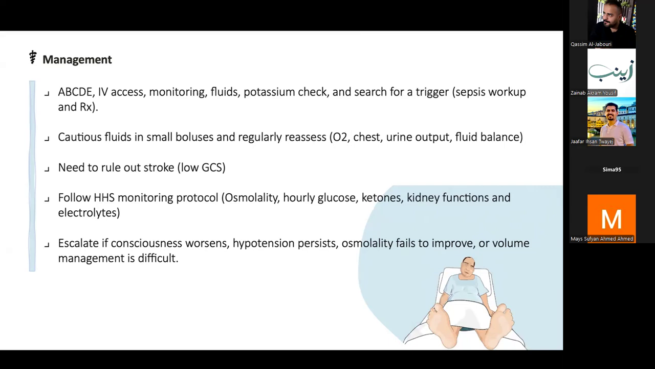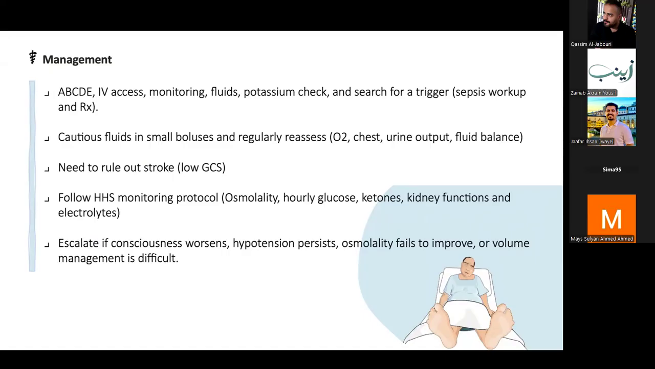Small boluses, as we said, because he's a high-risk patient of fluid overload. He already has bilateral pleural effusions. He has cardiomegaly, and his proBNP is elevated. Because of low GCS, we know it's possibly drug-induced, but we need to rule out a macrovascular event or cerebrovascular event, so we need to have a CT scan for him.